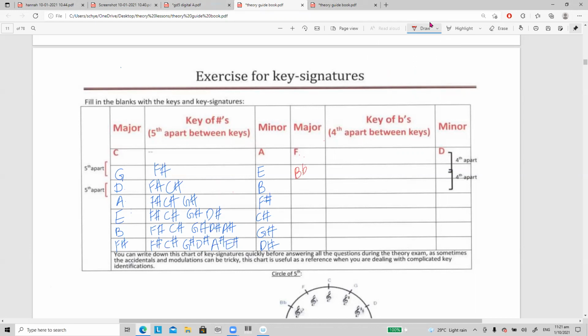B onwards has flat. B, C, D, E. So E flat. E, F, G, A. So this is A flat. A, B, C, D, so D flat. D, E, F, G.